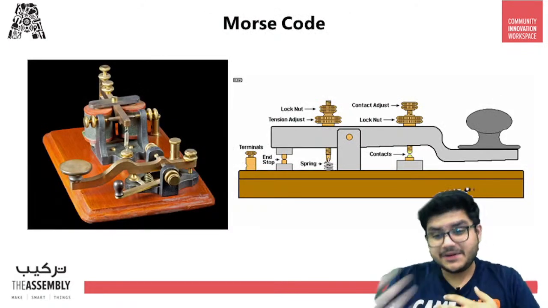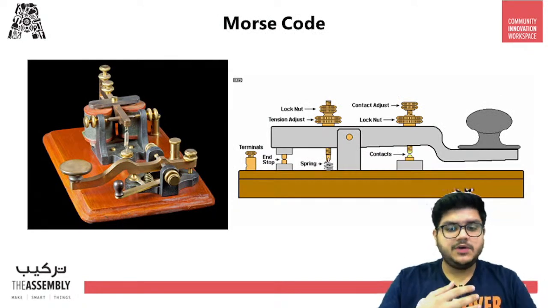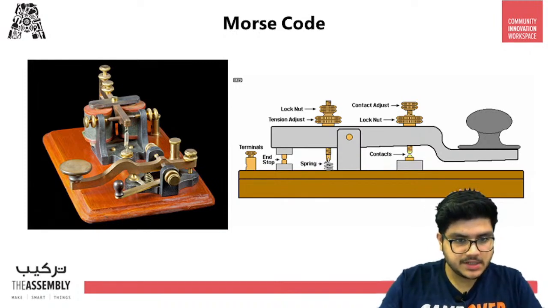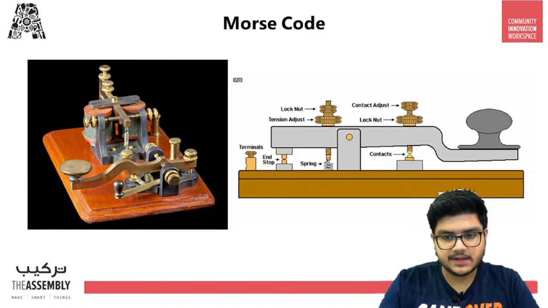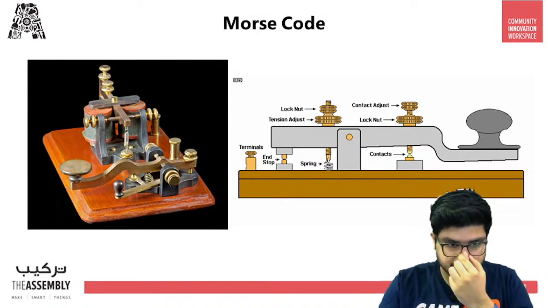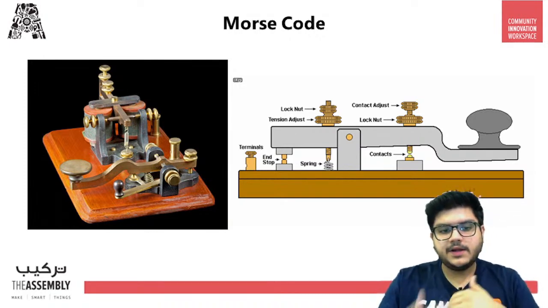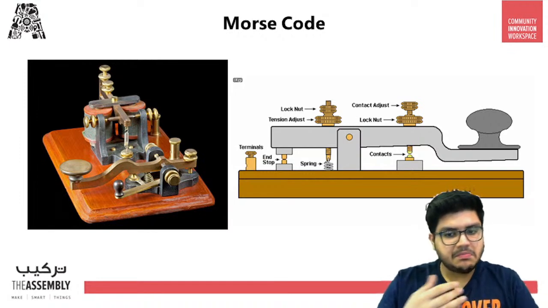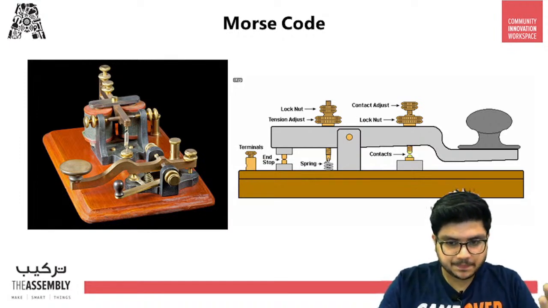Now, Morse code can be transmitted in different ways. Originally, it was transmitted as electrical impulses along the telegraph wire, as can be seen from the image. This device was used back in the days to transmit Morse code. But it can also be transmitted as an audio tone or as a radio signal or as a body language frequency and much more.